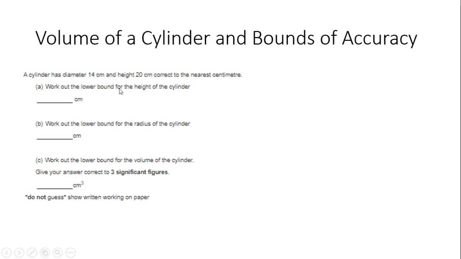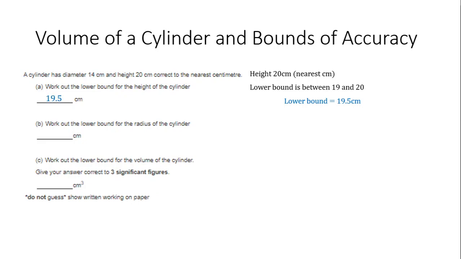So working out the lower bound of the height of the cylinder, the height was 20 centimeters to the nearest centimeter. It would have been between 19 and 20. What's the value between 19 and 20? That's the boundary that decides will we round to 19 or 20. Right in between them is 19.5. That's our lower bound for the height.